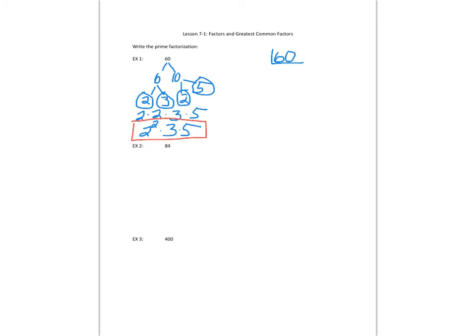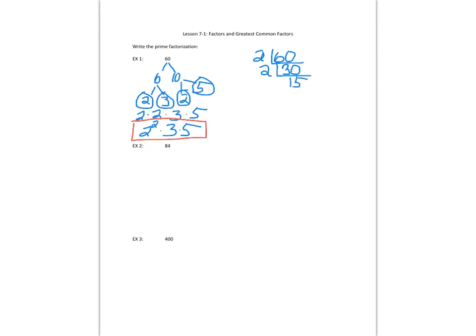So the smallest prime is 2. Since the number ends in 0, we know 2 divides in there. So I'm going to start with 2. I can get the top of my 2 there. So 2 divides into 60 30 times. Since 30 ends in 0, I know that 2 goes in there again. So I'm going to divide it by 2 again. And 2 goes into 30 15 times.